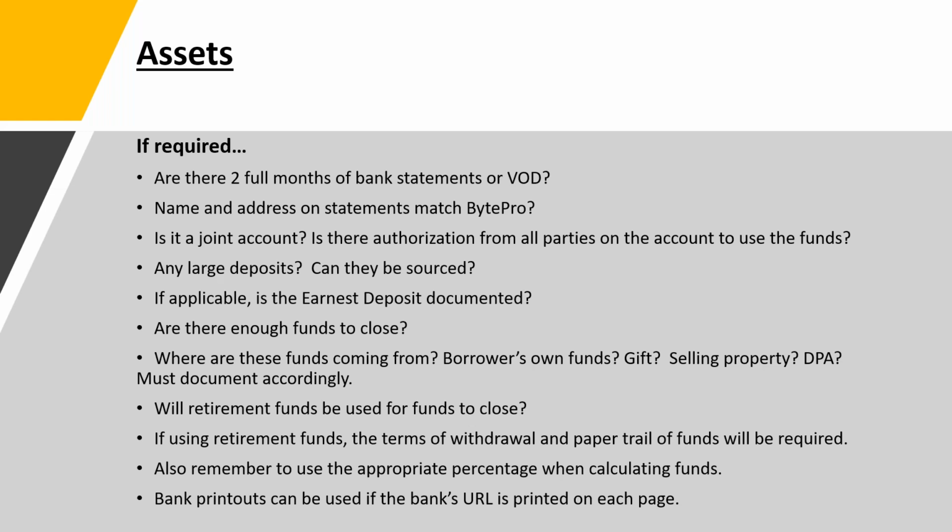And remember, again, repetition comes over and over again. We must look for: does the name and address on the statements match? Is it a joint account? Is there an authorization letter from all parties on the account to use the funds? If it's a purchase and there is an earnest money deposit, can you document it? Are there enough funds to close? And where are these funds coming from? Are they going to be the borrower's own funds, a gift? Are they selling a property or a down payment? We must document accordingly.